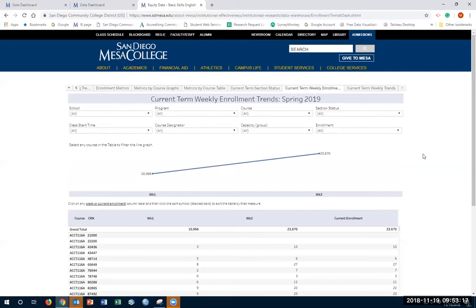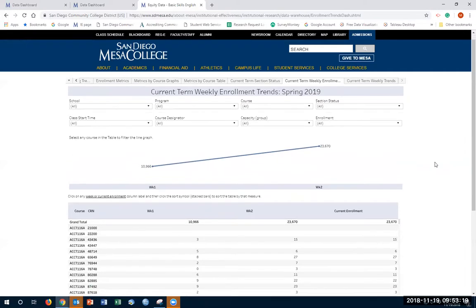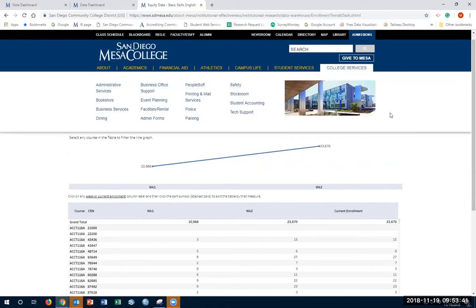We also have a current term weekly enrollment. This particular visualization lets you look at the number of students who enrolled during each week of registration. So week 1 is the first week of registration. Week 2 is the second week of registration. So this is a cumulative number, so you're not adding these two together. This is just simply how many students are currently enrolled as of week 2 of registration.